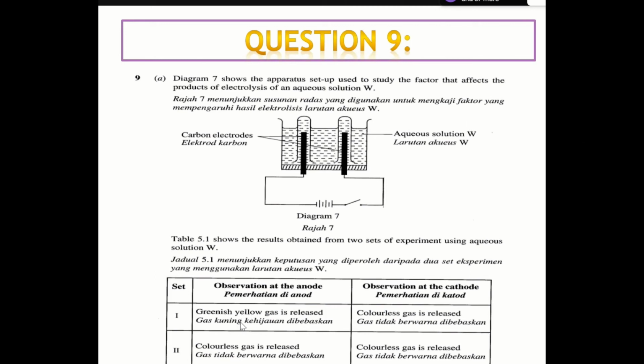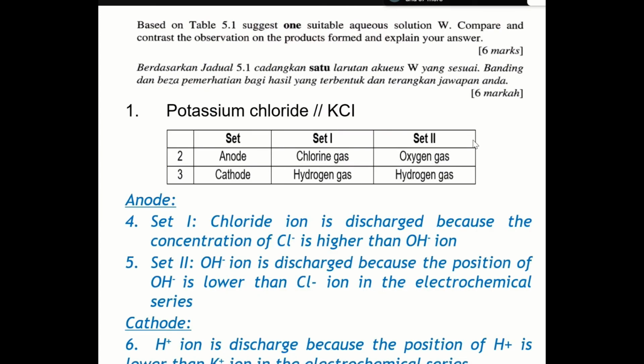Therefore, here, when you see greenish yellow gas, it means that set one has a factor of concentration of ion. If they don't have a factor of concentration of ion, then we go back to the positions of ion in the electrochemical series. So when we do the analysis, start with the electrode, then go for concentration of ion. The last one for sure is the positions of ion in the electrochemical series. So what is the question about? I think this question is very straightforward. Suggest a suitable solution W. Compare and contrast the observations on the products formed and explain your answer. Compare, for sure, we want to find the differences. Contrast, for sure, we want to find the similarities.